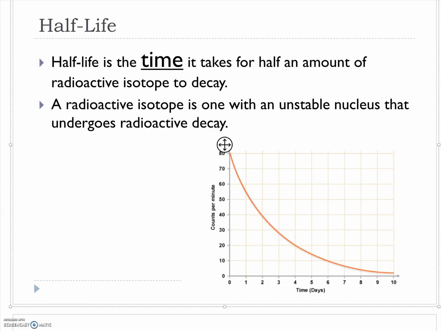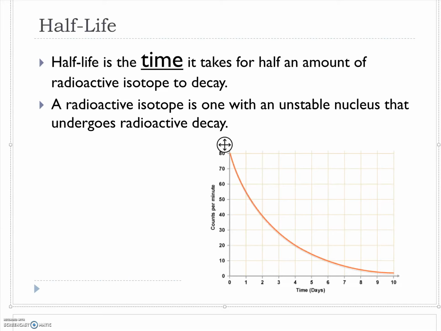We are going to be talking about half-life now. Half-life is the time it takes for half of a sample to decay. How is it going to decay? It's going to go through nuclear decay like we discussed in the first video. It has an unstable nucleus, and it's going to go through that radioactive decay by emitting different particles that could be dangerous to us at high levels.